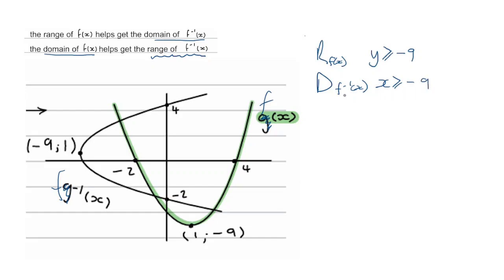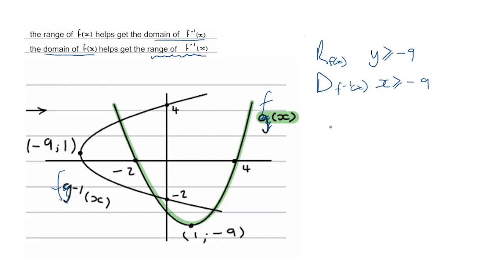Let's just check that visually. If they ask me the domain of this black graph, that's the x values, the smallest x is -9, and it's always bigger than that. And so hopefully visually you can see that this trick I'm teaching you makes sense.